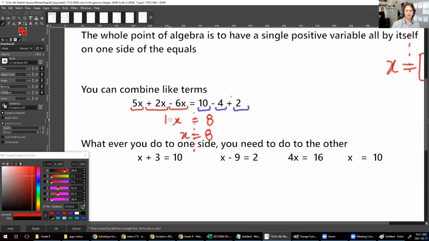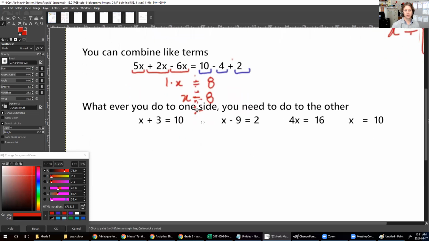This is exactly the same. 1 times x, or x, is equal to 8. And we could substitute 8 in here, and 8 in here, and 8 in here, and it would work out that both sides are equal. And I'll show you that too. All right.